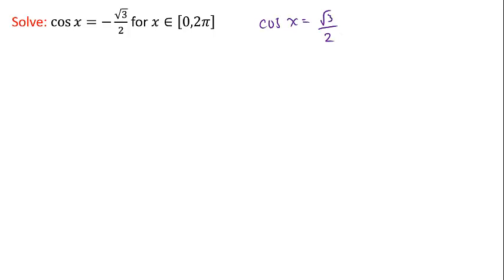What would this be for x? Okay, if I was just looking at the positive root 3 over 2, I know from my exact values that for that, x has to be equal to 30 degrees or pi over 6.